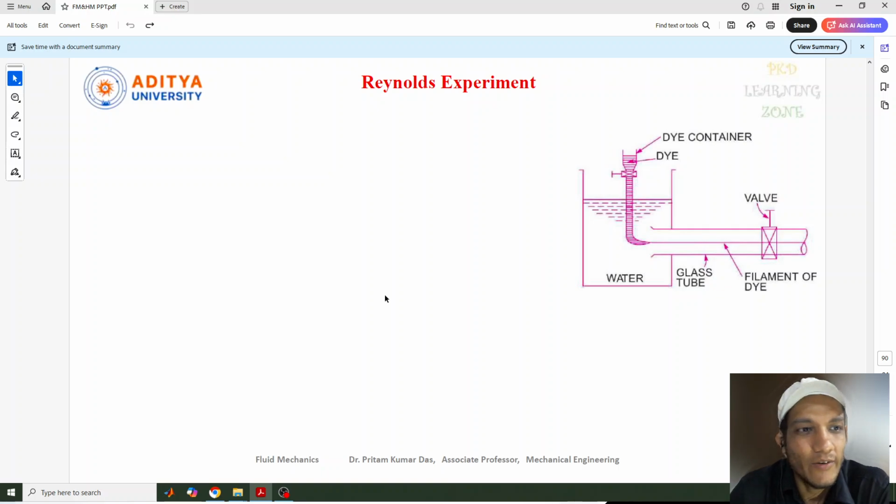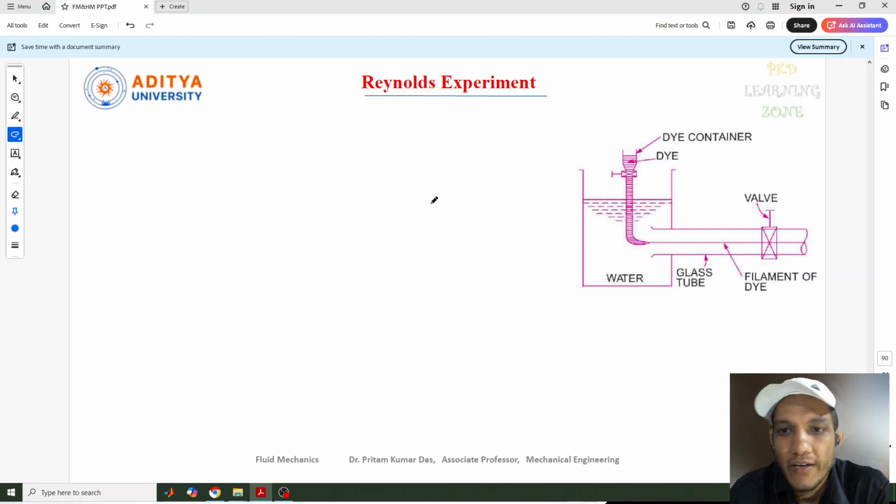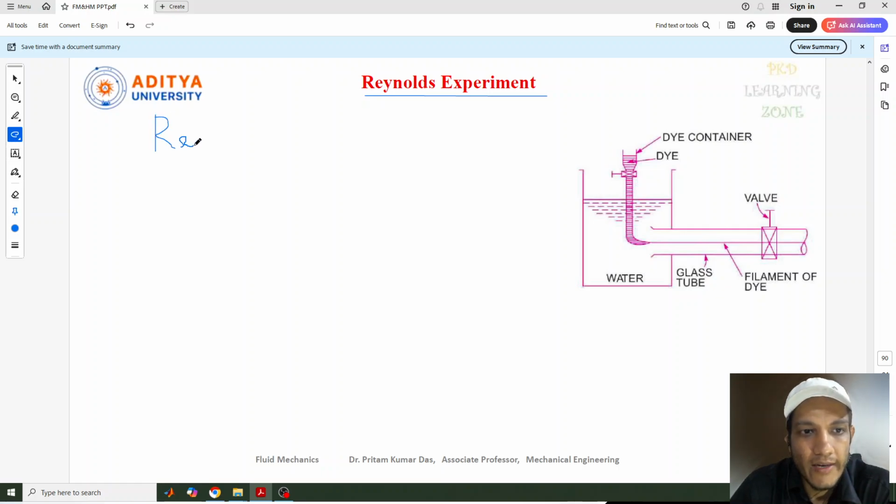In this lecture, we'll discuss the Reynolds experiment. In the Reynolds experiment, we are going to identify the types of fluid flow, basically whether the flow is laminar, turbulent or transition. To do that, we need to know the Reynolds number, and the Reynolds number is actually a dimensionless quantity.